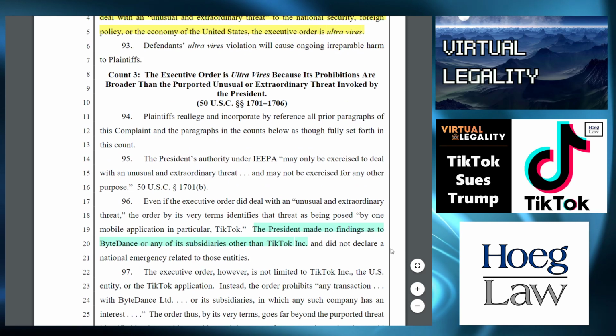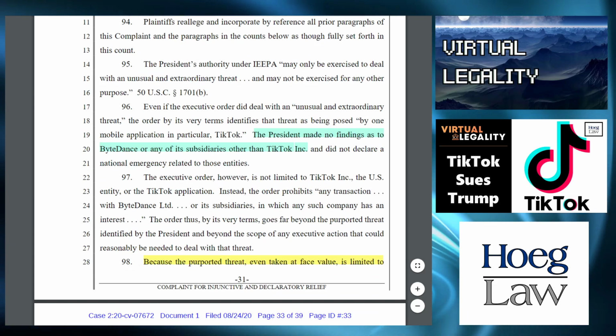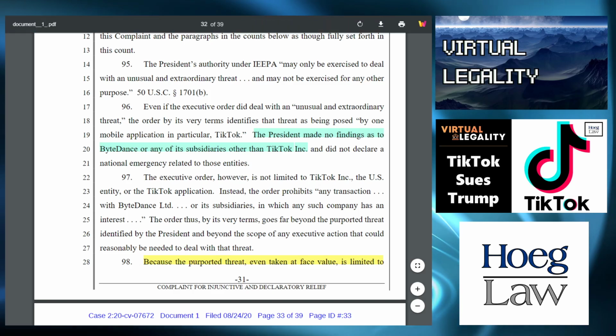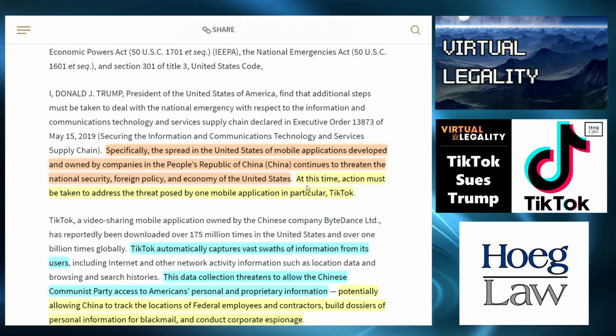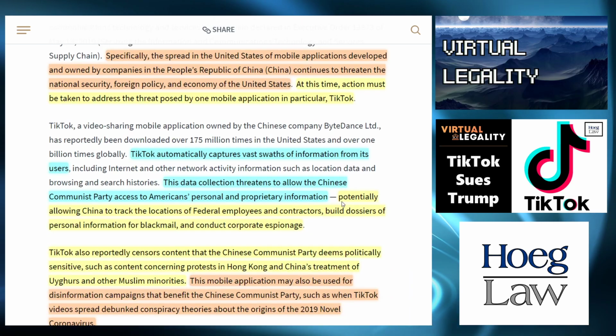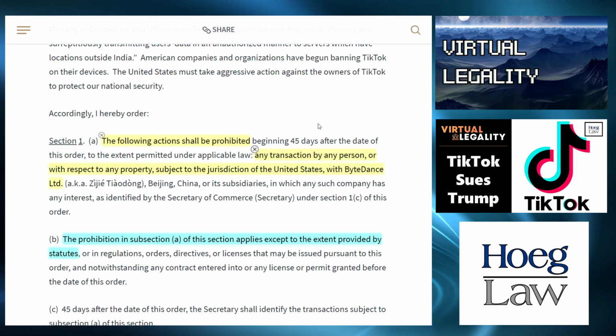The executive order is ultra vires because its prohibitions are broader than the purported unusual or extraordinary threat. Now, this one is a close one. And I actually like this as their strongest argument. The president made no findings as to ByteDance. If we go back and we look at this particular executive order, we see this line: "At this time, action must be taken to address the threat posed by one mobile application in particular, TikTok." TikTok is bad. TikTok is bad. These risks are real. Also, everything related to ByteDance is prohibited.